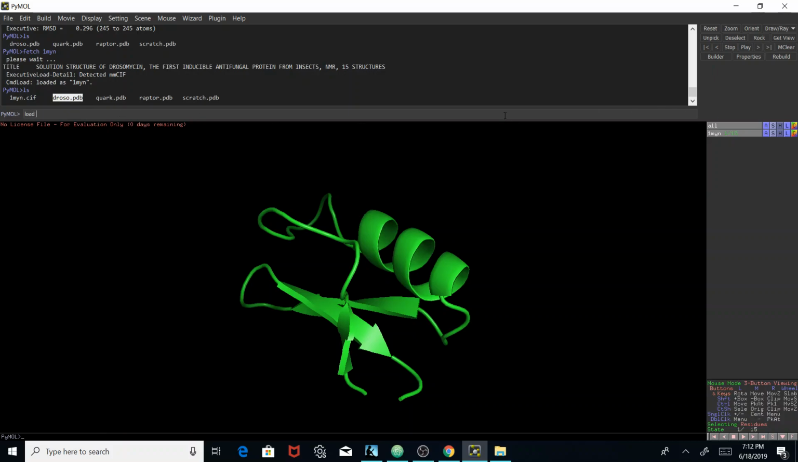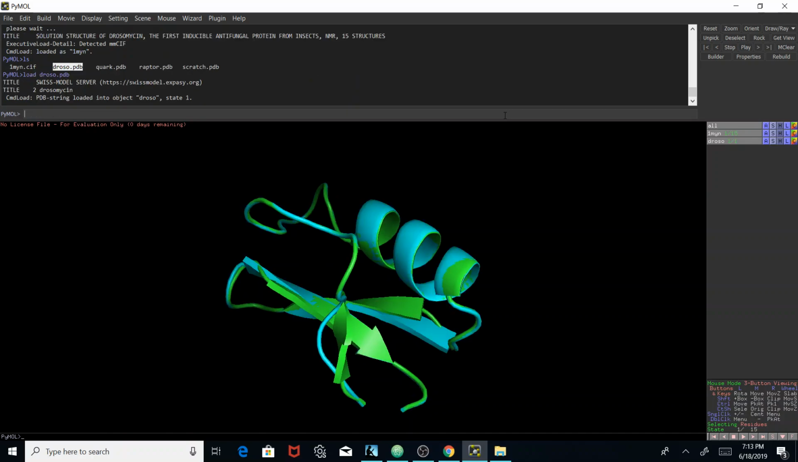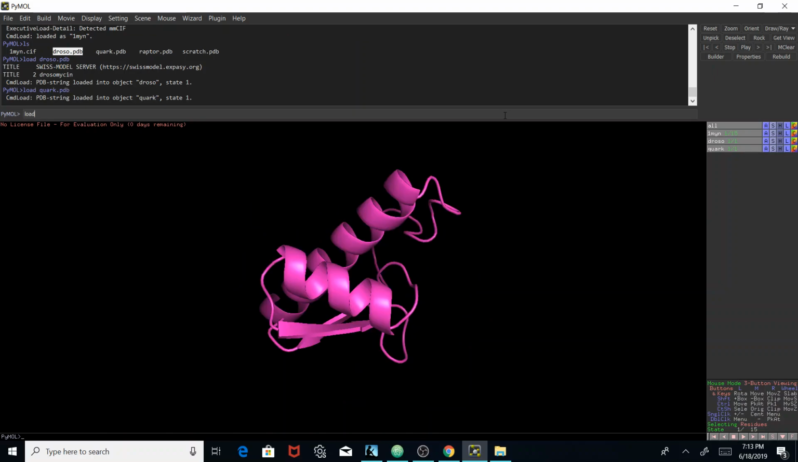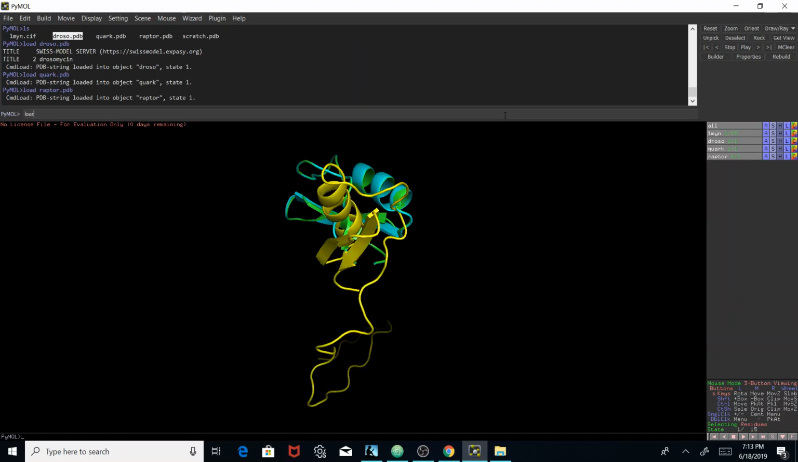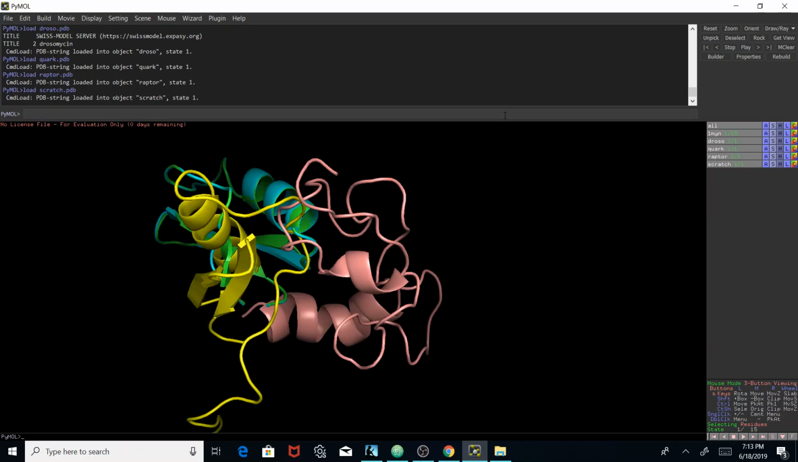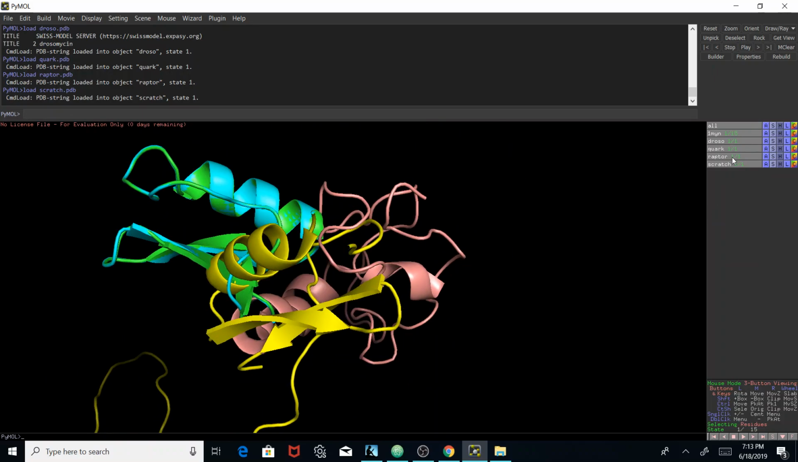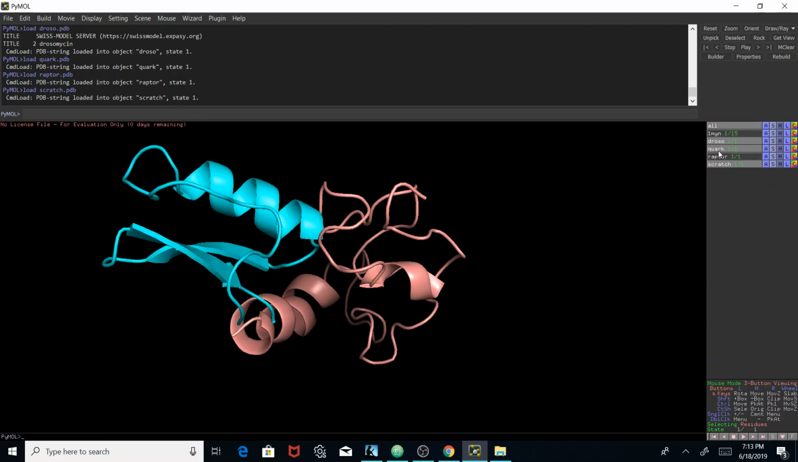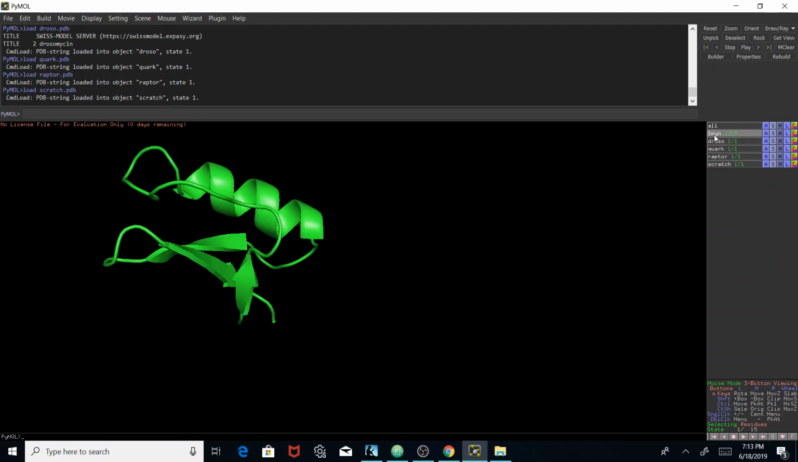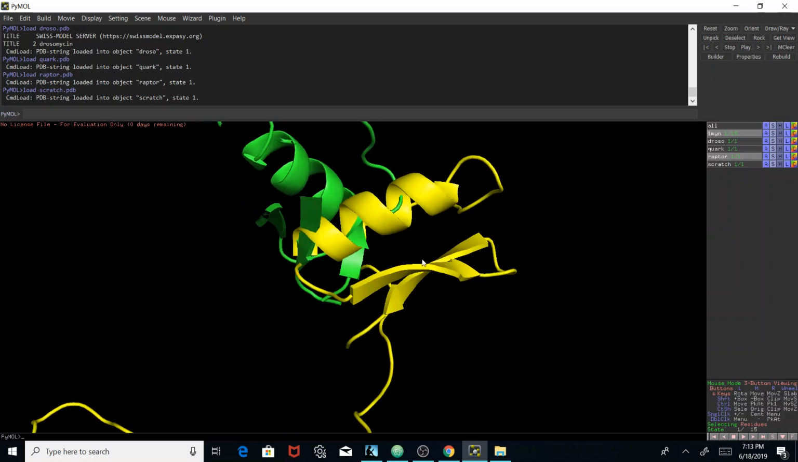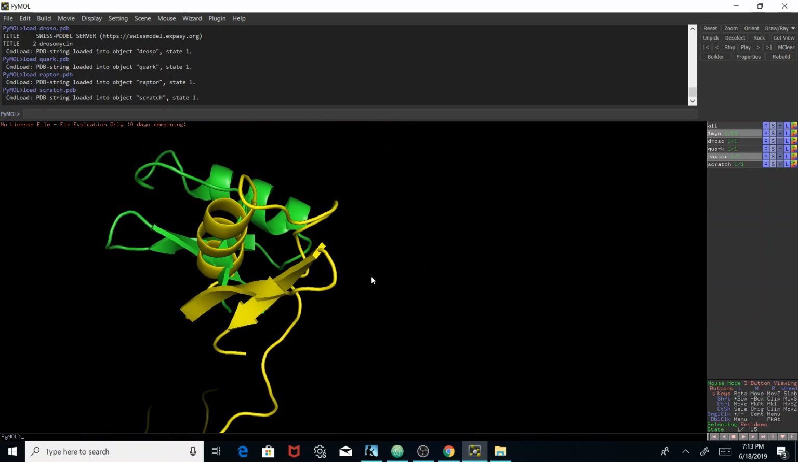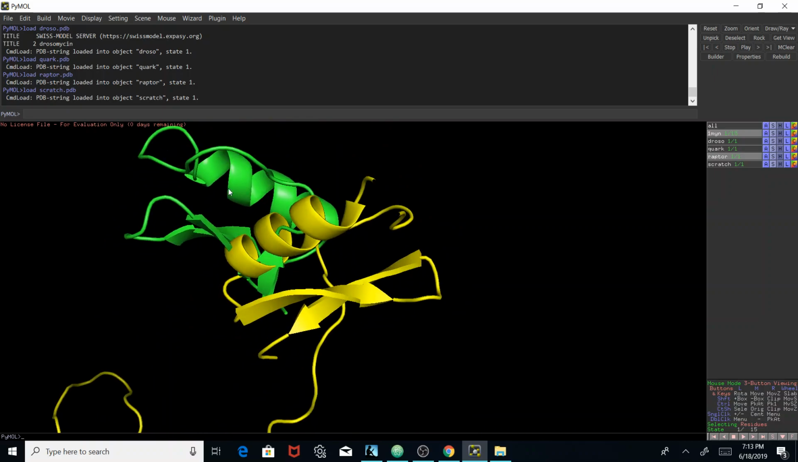So I'm going to load these in. I'm going to load drosomycin. Going to load Quark, load Raptor. I'm going to load Scratch. So these are the structures right here. So let's look at Raptor and the NMR structure. So here, Raptor is in yellow, and then green is the NMR structure of drosomycin.